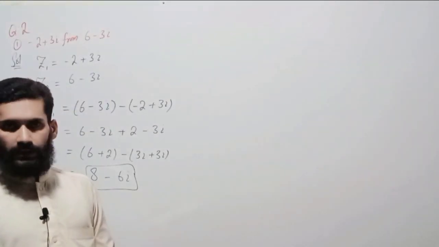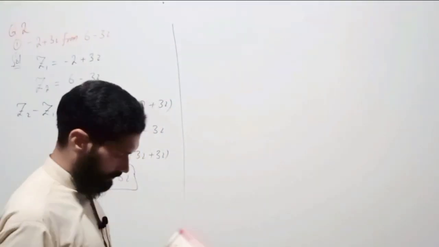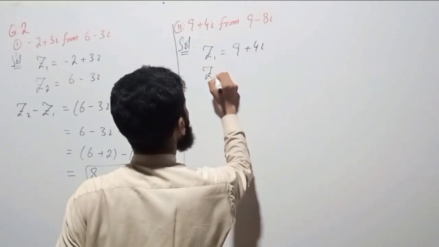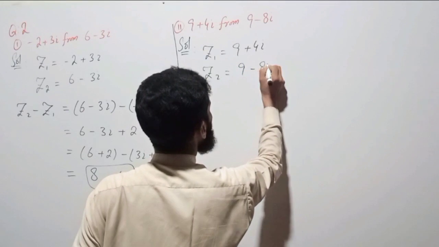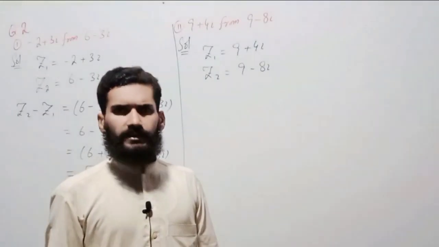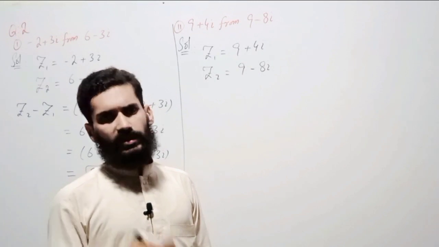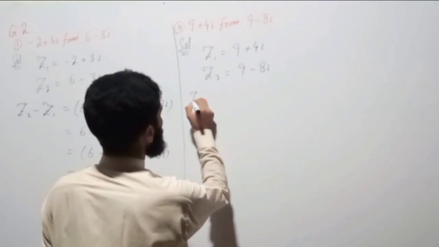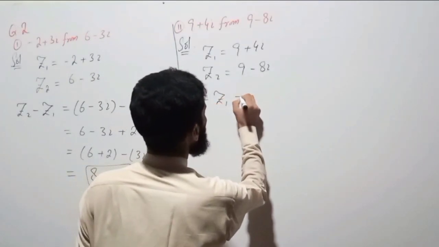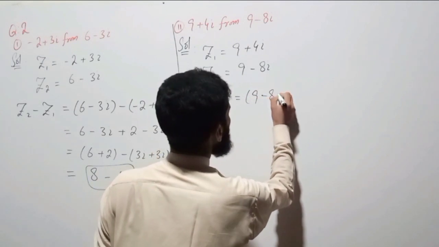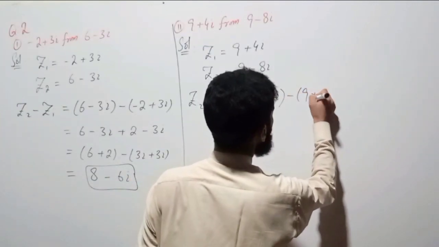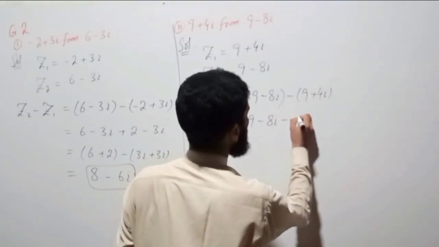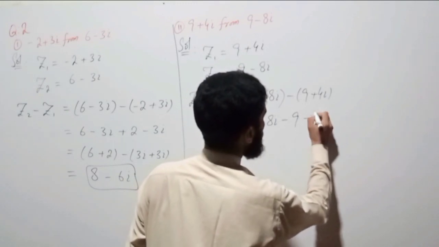Now that is the part 1 result. Now the part 2 set. Z1 is equal to 9 plus 4 iota, Z2 is equal to 9 minus 8 iota. The first complex number is Z1 and the second is Z2, and we use the same method: Z2 minus Z1. So Z2 minus Z1 is equal to 9 minus 8 iota minus (9 plus 4 iota).